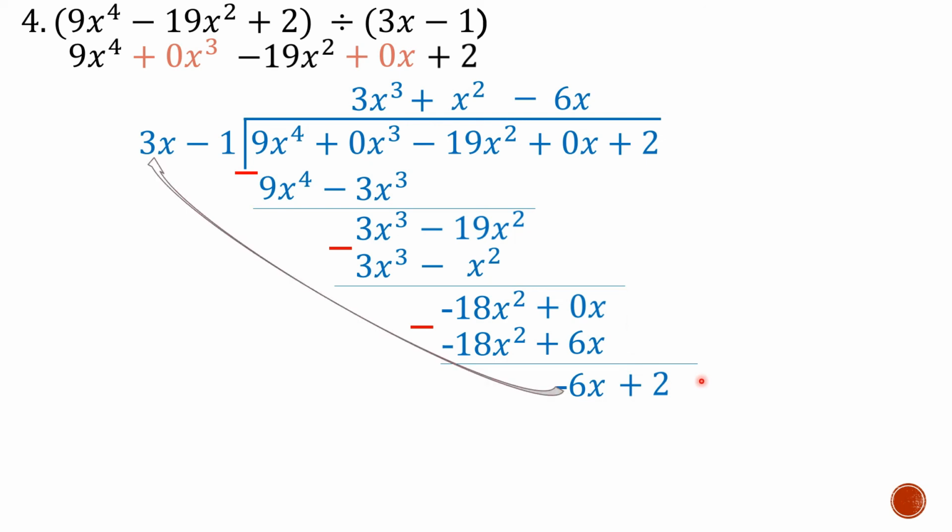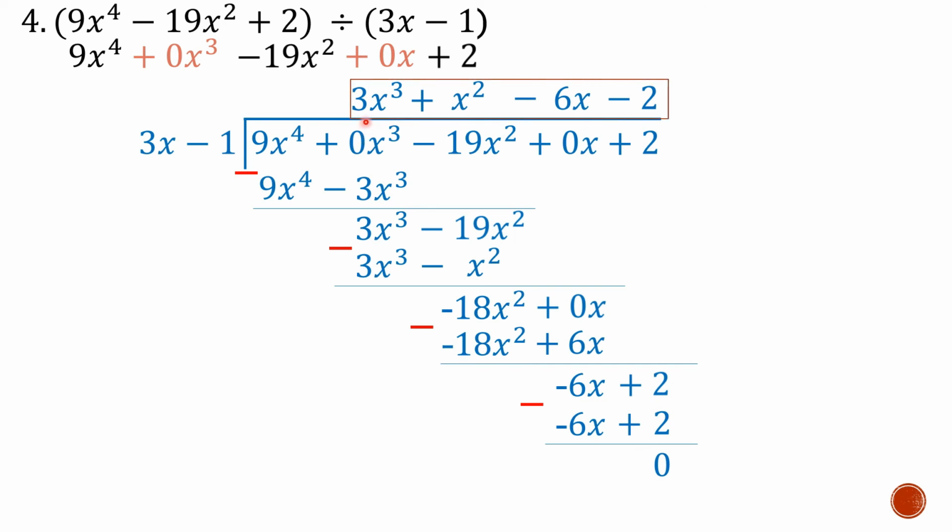And then divide again. Negative 6x divided by 3x is just negative 2. And multiply. Negative 2 times 3x is negative 6x. And negative 2 times negative 2 is positive 2. And subtract. Negative 6x minus negative 6x is 0. And 2 minus 2 is also 0. So our remainder here is 0. And the quotient is 3x cubed plus x squared minus 6x minus 2.